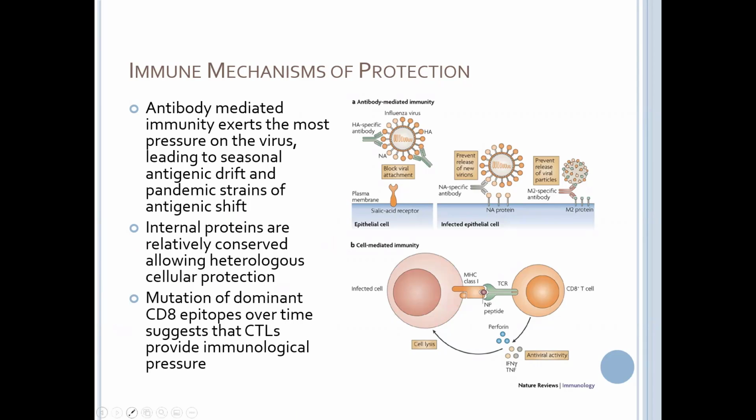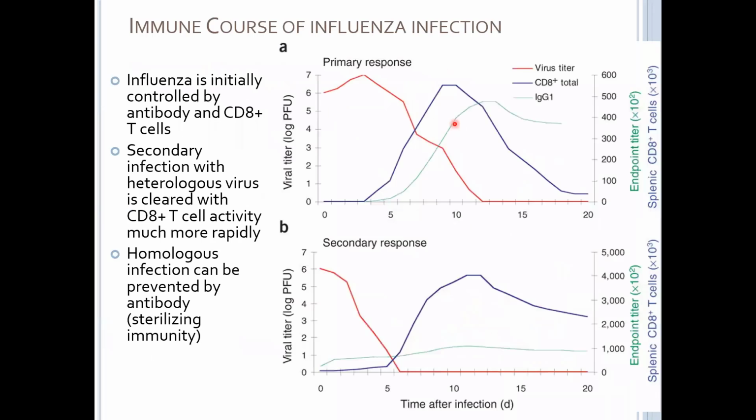We do sometimes see mutation of epitopes, which is this peptide MHC combination, over time in populations in humans that would suggest that there is immune pressure being exerted on these proteins, but it's at a much slower scale than we see the pressure on the HA and the NA.